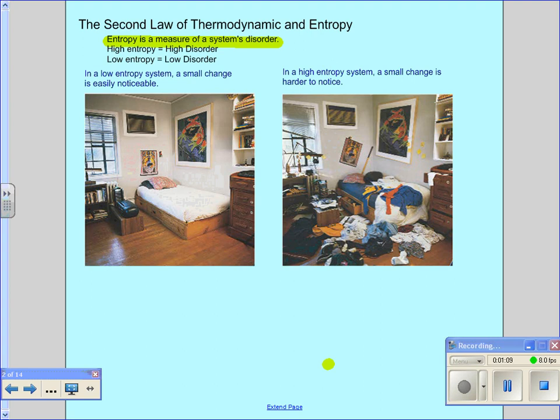Now, how do you rank, though? That's something that's kind of soft in physics. How do you rank disorder? How do you say one system is more ordered than another? We're going to take a look at some analogies and figure it out.